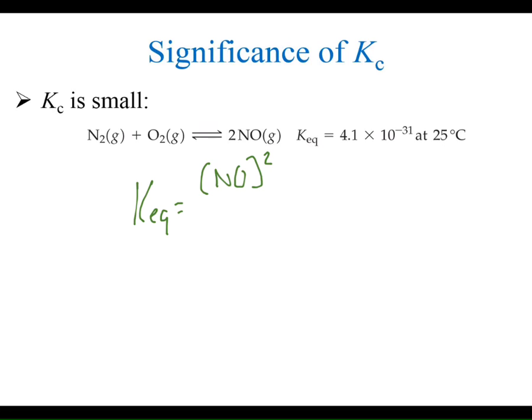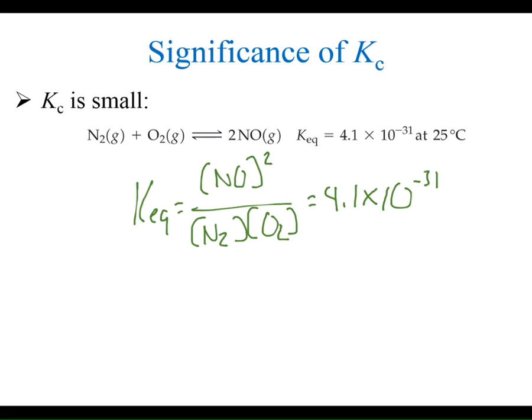So NO squared over N2 O2, and that gives me a really small number. So that means I must be dividing by a really big number if I'm getting a small number out. Does that make sense? Right? Some of you say yes, some of you are just kind of staring at me. So if it's 1 over a million, 1 divided by a million gives me a small number. A million divided by 1 gives me a big number, right? So this has to be the big number, the reactant.